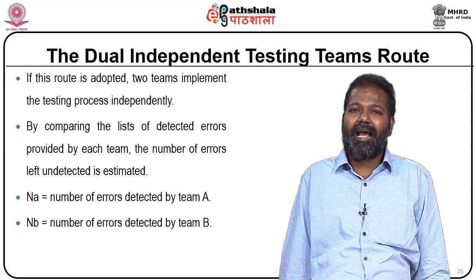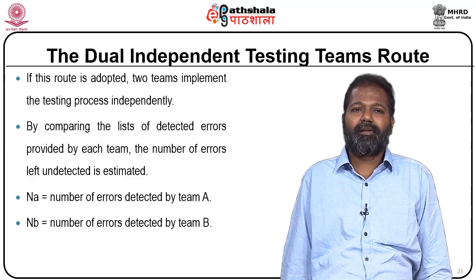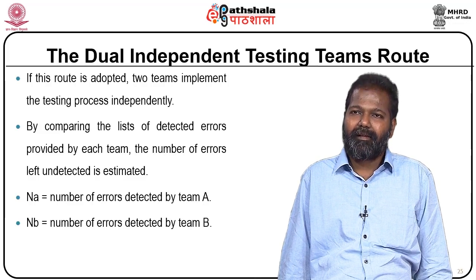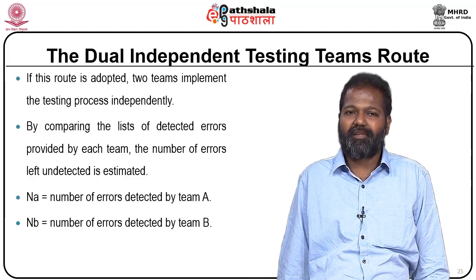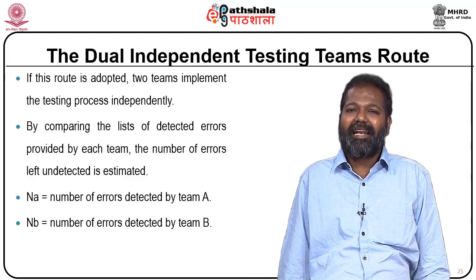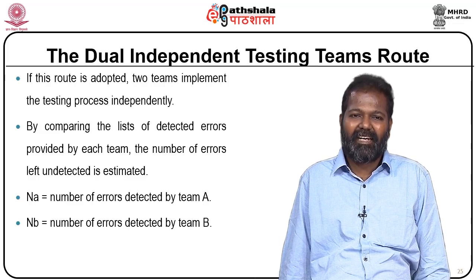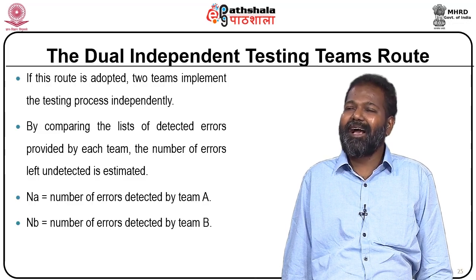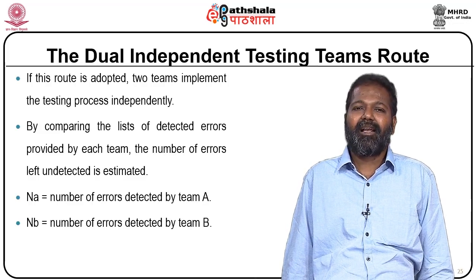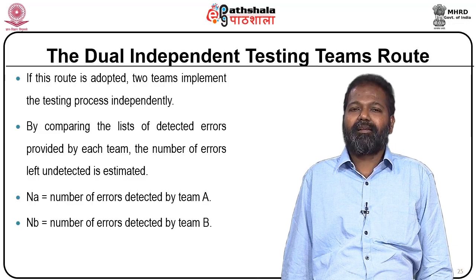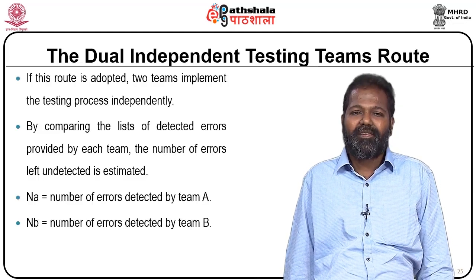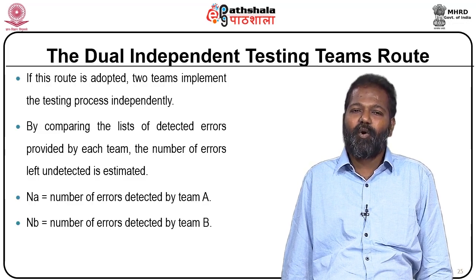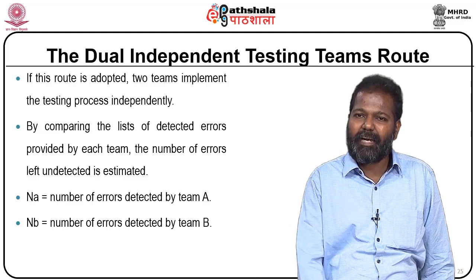If this route is adopted, two teams will be independently carrying out the testing process. By comparing the list of detected errors provided by each team, the number of errors left undetected is estimated. Let me state: NA denotes the number of errors detected by team A, NB denotes the number of errors detected by team B.